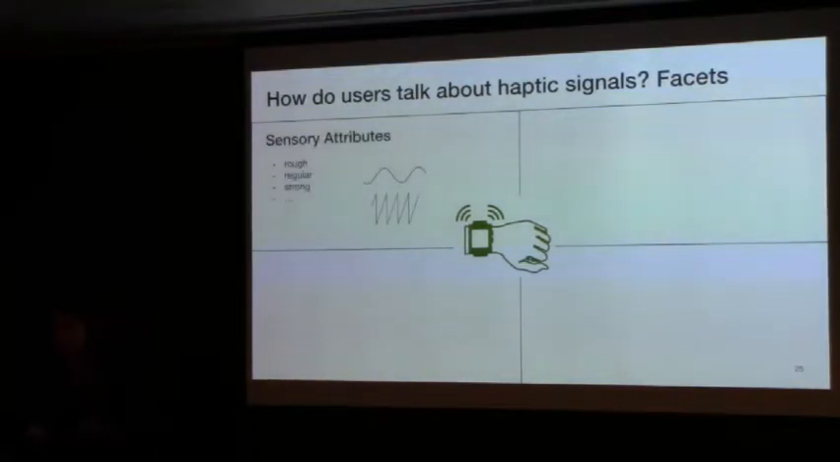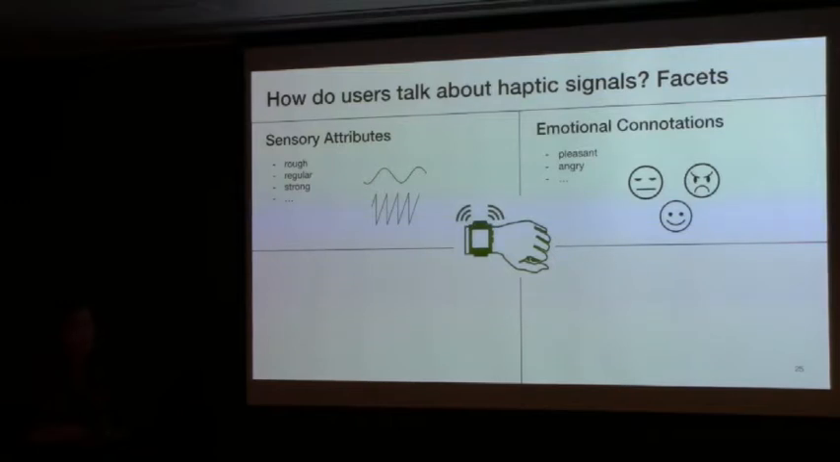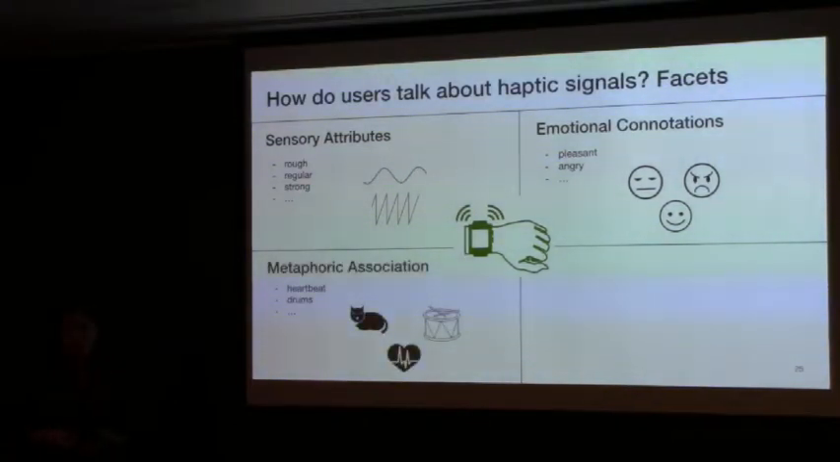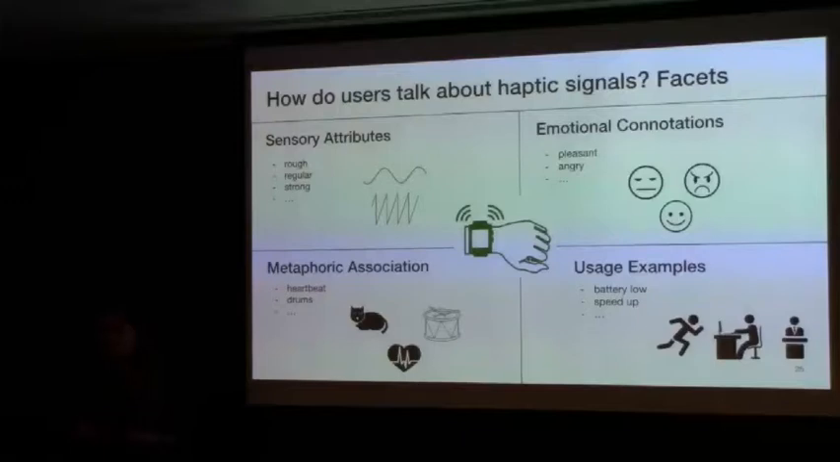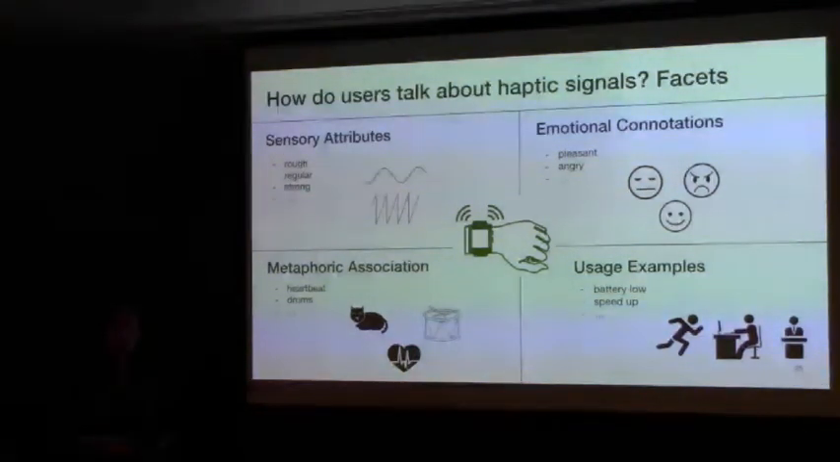So sometimes people use sensation words, so they may say, this is rough, this is strong. And many times people use emotion words, so you may say, this is pleasant, I like this, this is annoying. Metaphors are also used a lot, so someone might say, this feels like drums, or this vibration is like a heartbeat. And finally, sometimes people think about haptic signals in the way they see themselves using it. So they may say that this vibration is good to tell me that the battery is low on my device. So we call these facets.